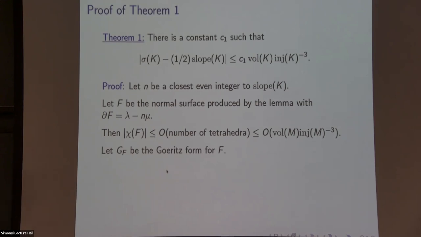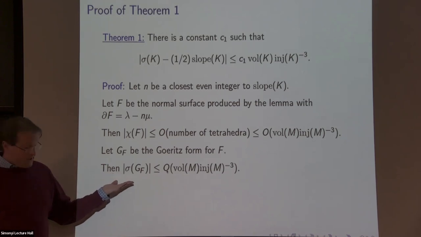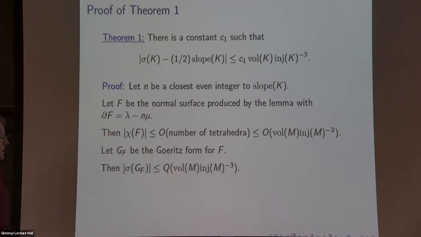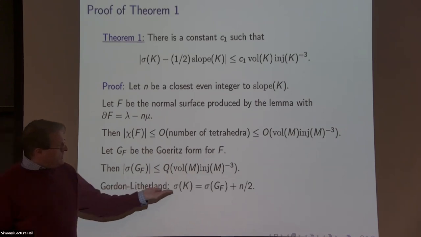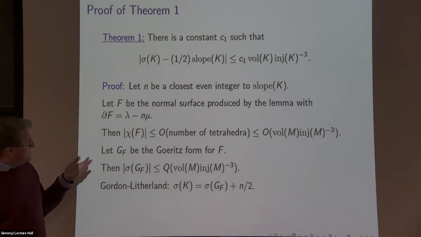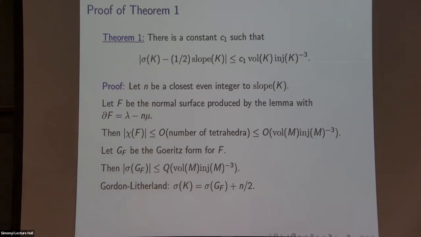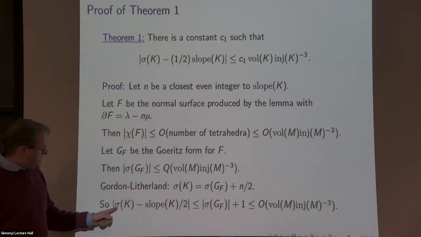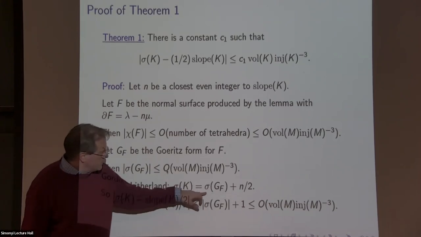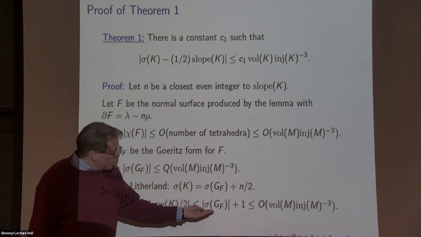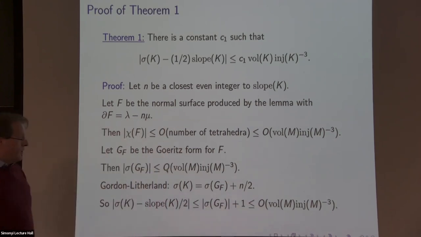Form the Kurtz form of F. We can estimate the signature of the Kurtz form. It's just a form on the first homology of the surface. The rank of the first homology of the surface is linearly bounded in that. Gordon and Litherland say that the signature of the knot is equal to the signature of the Kurtz form, plus this correction term, e n over 2, and that's exactly, e of the surface was just this number n here. So in other words, n was the closest even integer to the slope. So the difference between the signature and the slope over 2 is at most this plus 1, because n is not exactly the slope. And we've got linear control in terms of the signature of this Kurtz form. It's just big O of the volume times the inverse cube of the injectivity radius. So that's the proof of the theorem.